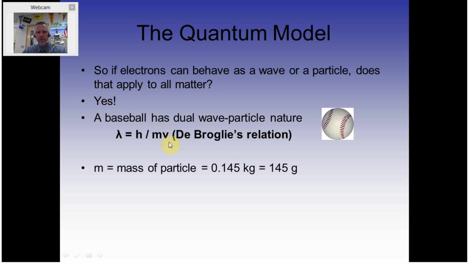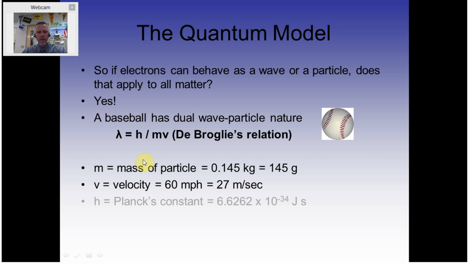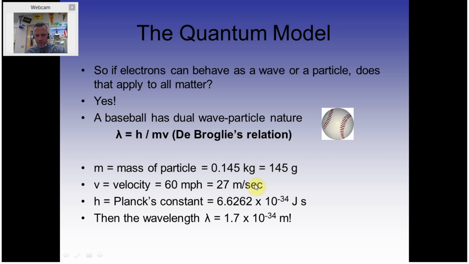And so the mass of the particle in this case is a baseball, which is around 145 grams. And let's say that baseball is being thrown by a pitcher, maybe this is the change-up pitch because it's pretty slow, 60 miles per hour. We'll convert that to meters per second, which you all know how to do because we just did dimensional analysis. So 27 meters per second is our velocity. We have our mass and our velocity. And then here's Planck's constant again, just to remind you what that is, 6.6262 times 10 to the minus 34th joule seconds. If we plug these numbers into de Broglie's relation for this baseball, we get that the wavelength of a baseball, lambda, is 1.7 times 10 to the minus 34th meters.